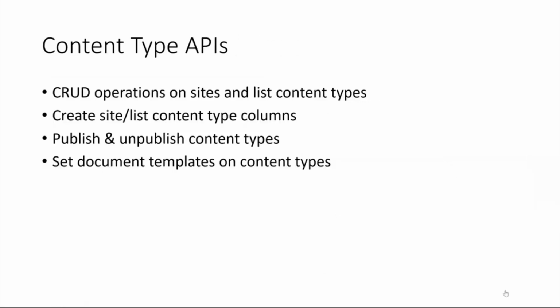Thank you. Yeah, so content types, there haven't been any REST API so far. There was only one REST API which would just list the content type. So we have added a bunch more content type APIs to support all the CRUD operations. You can create content types on sites or at list level, remove them, update, delete them. You can also create content type columns, site columns. You can also publish and unpublish content types and set document templates on content types.